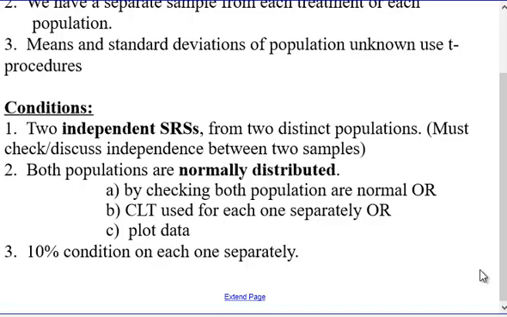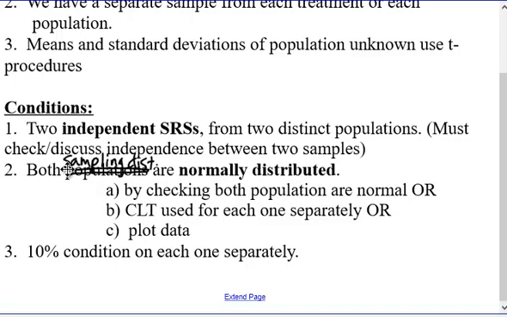Again, it doesn't have to be the population, it's the sampling distribution. Needed to fix that. So both sampling distributions are normally distributed by checking both populations are normal. So that's one way to do it. So if the problem states that both populations are normal, then your sampling distribution would also be normal. Or if you don't have that information, then you go to the central limit theorem and make sure both have a large enough sample size.